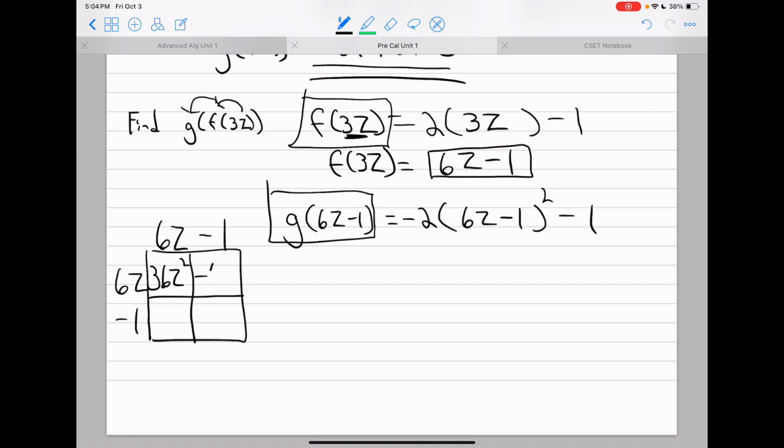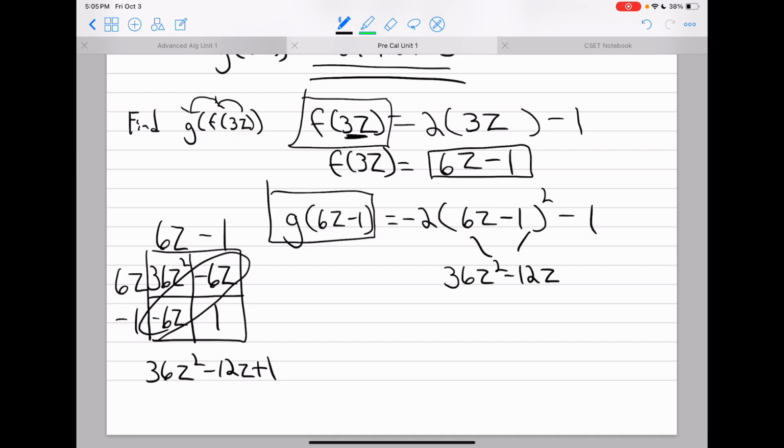36z squared minus 6z minus 6z plus 1. So this whole thing became 36z squared minus 12z plus 1. These I can put together as like terms. 36z squared minus 12z plus 1. That's what that became. We have this minus 1 up here, and we still have this times negative 2 in the front.